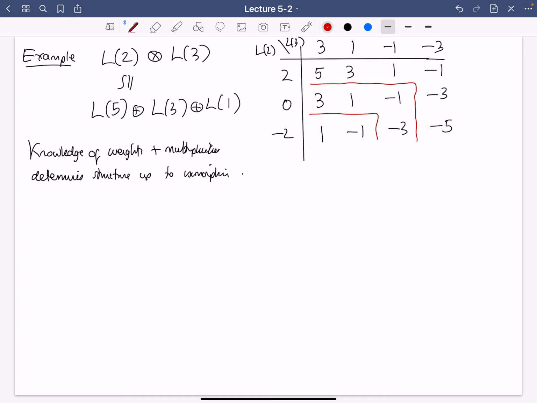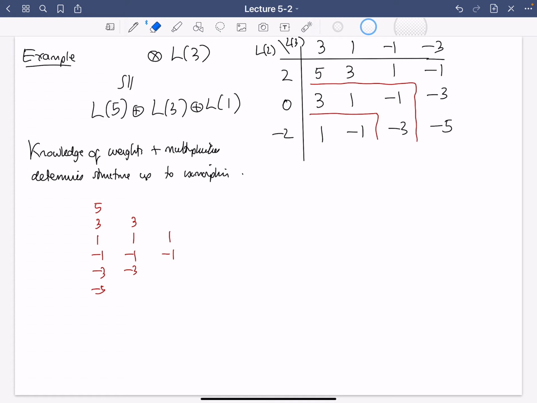So let me write the answer. So let's look at this here: L of 5, L of 3, L of 1. L of 5 has weights 5, 3, 1, minus 1, minus 3, minus 5. That's its SL2 string. L of 3 has weights 3, 1, minus 1, minus 3. L of 1 has 1, minus 1. So in this tensor product, we see that, yes, the 5 weight space is 1-dimensional.